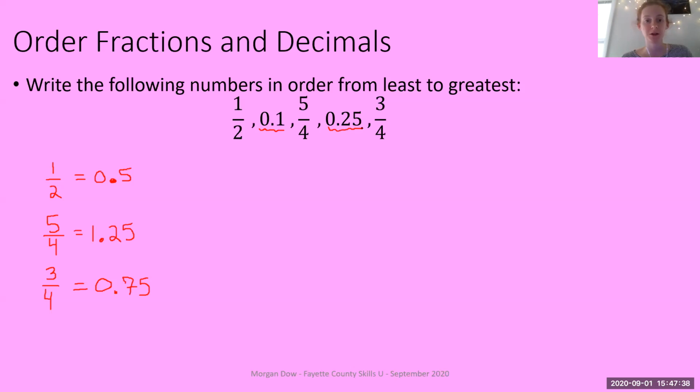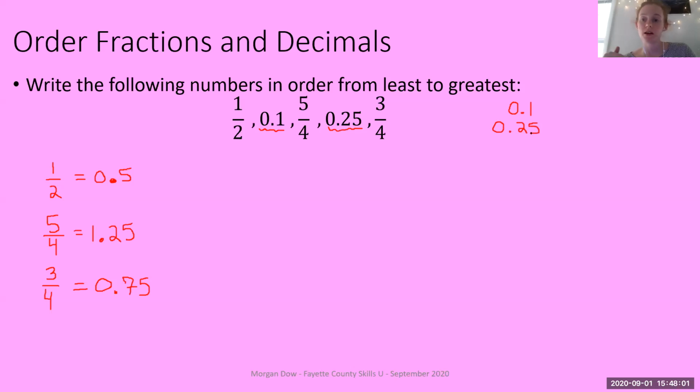So let me show you what I mean. I'm just going to start with the 2 original decimal numbers here. We have 0.1 and we have 0.25.